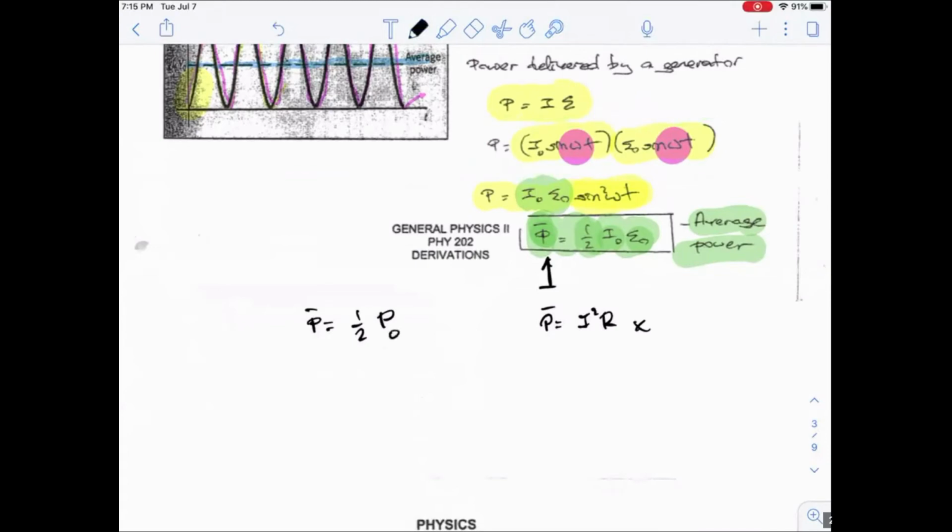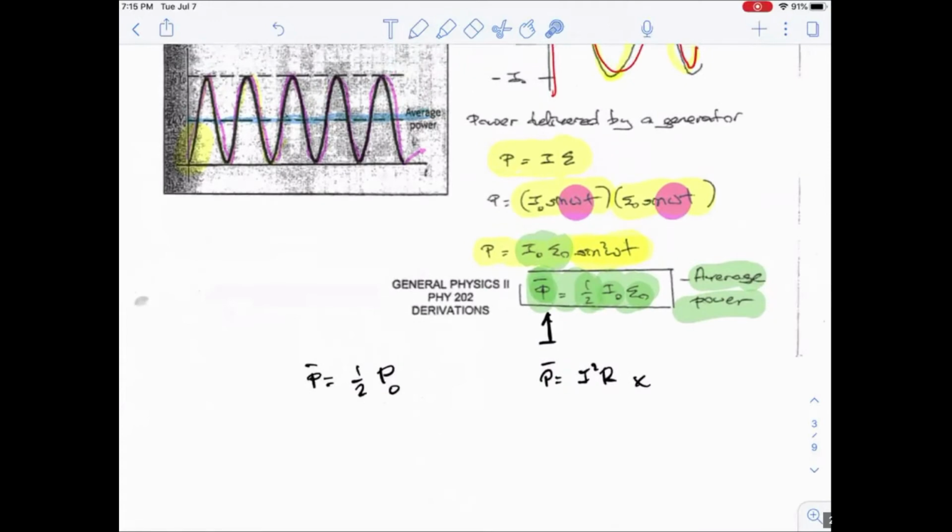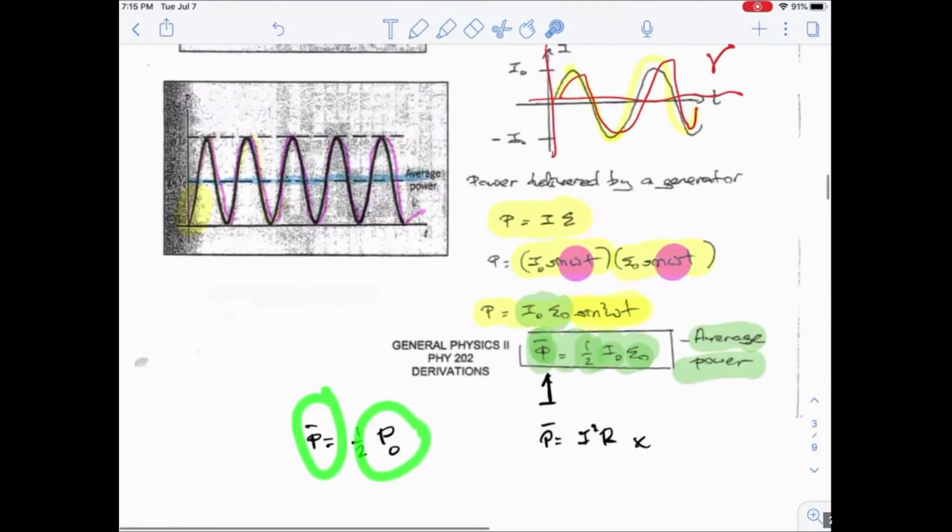It's going to be 1/2. Okay, the average power is going to be 1/2 of the maximum power that you can have. All right, so this would be the maximum power that you can have. Does that make sense? Yeah, good. Okay, cool.